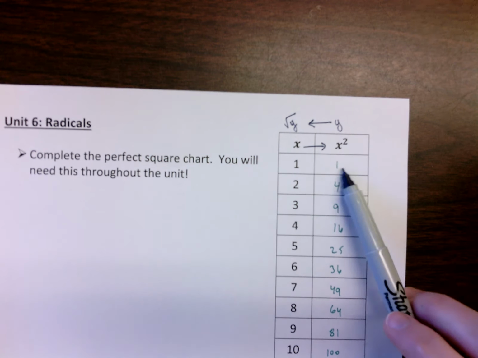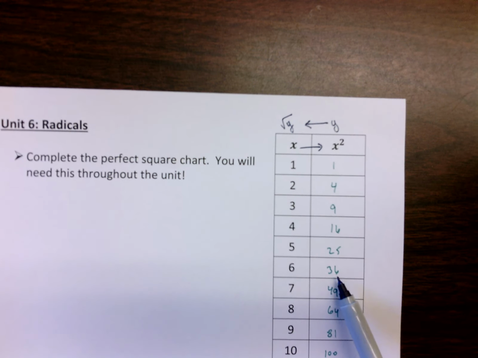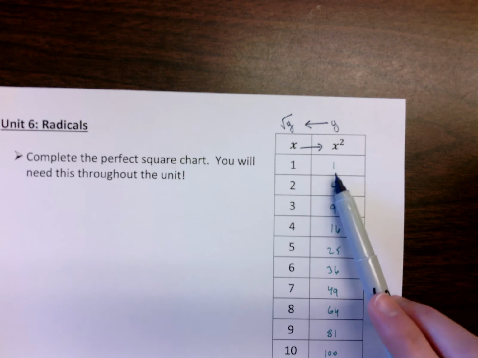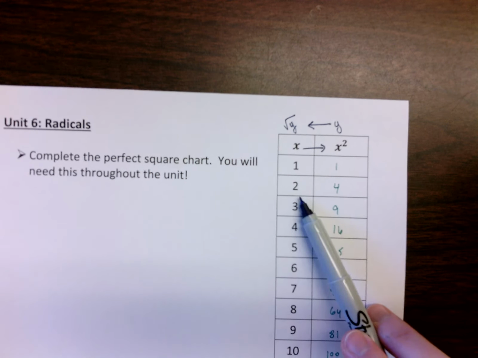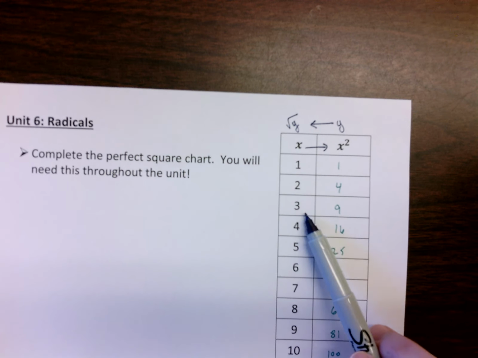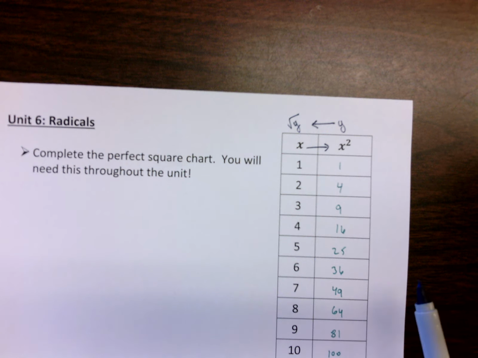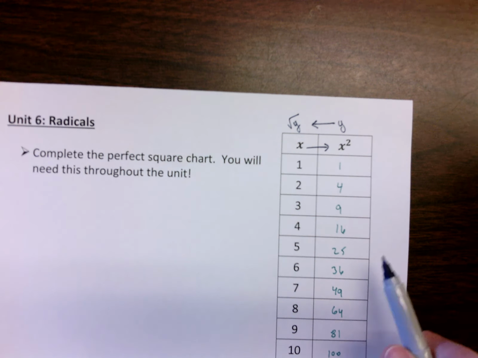Okay, so when you take the numbers on this side and you take their square roots, that's how you get back over here. So the square root of 1 is 1. The square root of 4 is 2. The square root of 9 is 3. Okay, so what a square root asks you is what times itself equals this number.